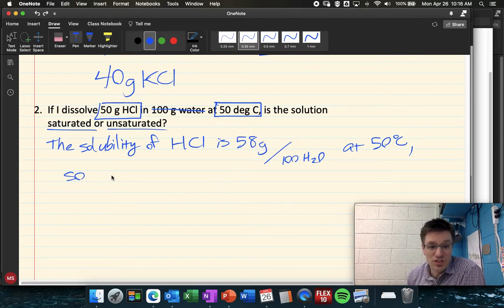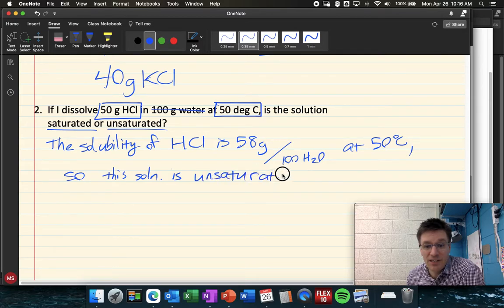So this solution is unsaturated. We haven't reached the maximum yet. The maximum is 58 grams. We only dissolved 50. We're not up to 58 grams yet. So we're not saturated, we're unsaturated. Simple as that. Hope it makes sense.